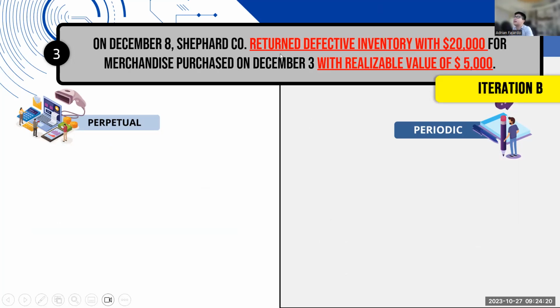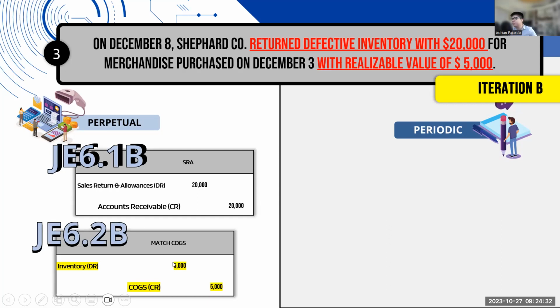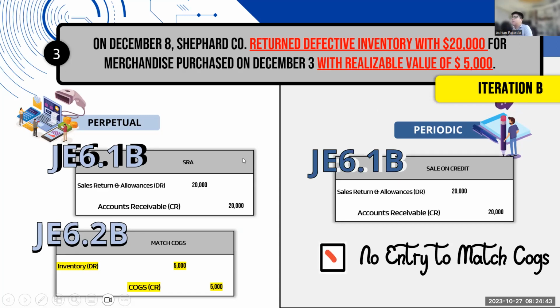Iteration B is may some exercises or examples na ang sasabihin is nag-return ka na inventory worth 20,000 pero ang realizable value is 5,000. So kung yun yung binigay, the journal entry would be 5,000 COGS. So realizable value yung gagamitin nyo pag hindi binigay yung cost of the inventory return. Pero yun lang, same concept. Sa perpetual, ito pa rin yung journal entries. Sa periodic, isa lang. No entry to match COGS. So, in a way, periodic is a bit simpler during the sales transactions.